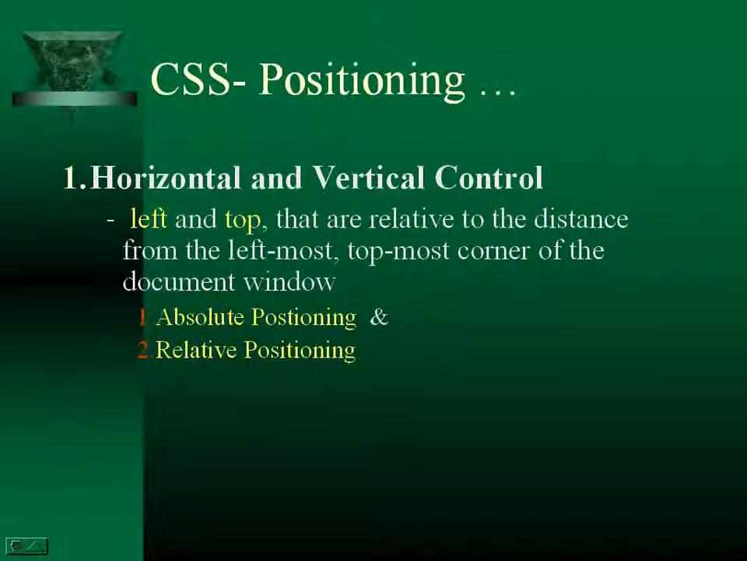Then coming to the first way of positioning layers using CSSP, horizontal and vertical control. Left and top are related to the distance from the leftmost topmost corner of the document window. Using absolute positioning, it takes its starting point from the upper left corner of the browser pane, that is coordinate 0 0. Relative positioning allows you to place an object in relation to where it would normally have been positioned if only HTML were the only position control.